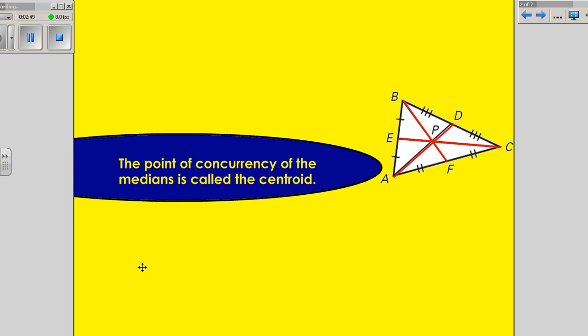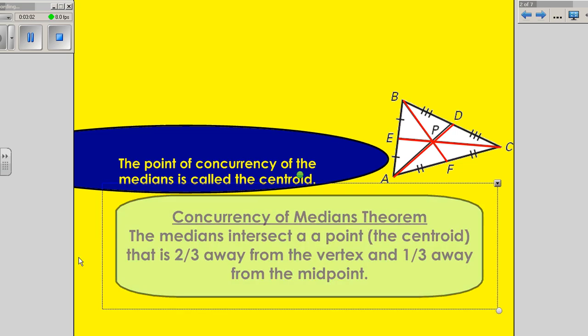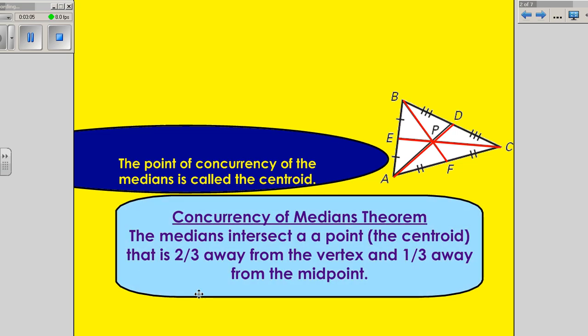Heading back to our notes, we have a theorem that has to do with the centroid. Now, earlier, our theorems that had to do with the points of concurrency of our special segments were always equidistant. This one's different because it's not going to be equidistant, but there are some special measures that we can notice. The concurrency of medians theorem states that the medians intersect at a point, and we know this point's called the centroid, and it's 2/3 away from the vertex and 1/3 away from the midpoint, which you can see from what we had just noticed in the sketchpad activity.